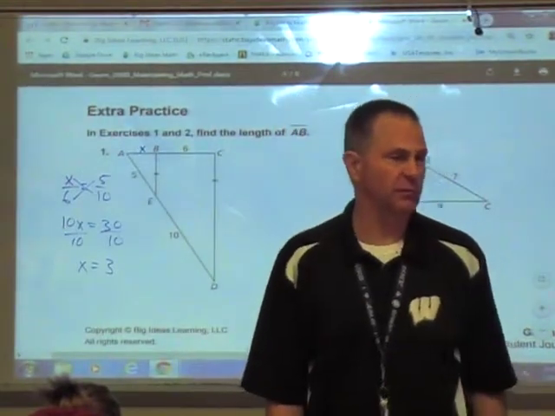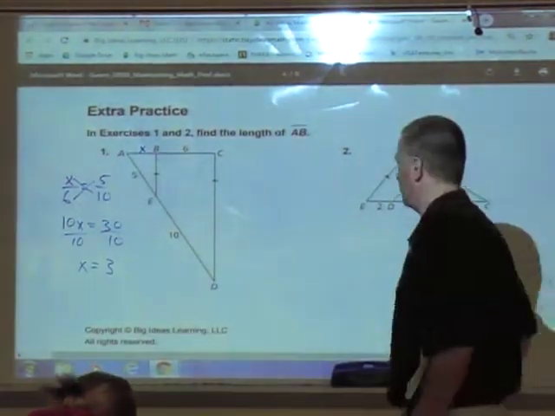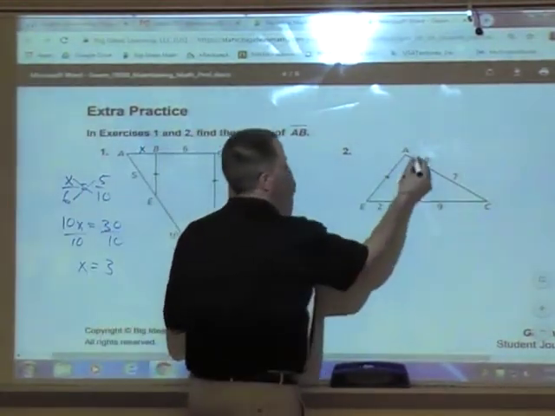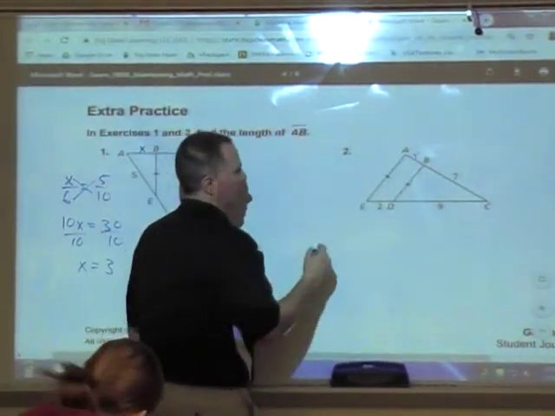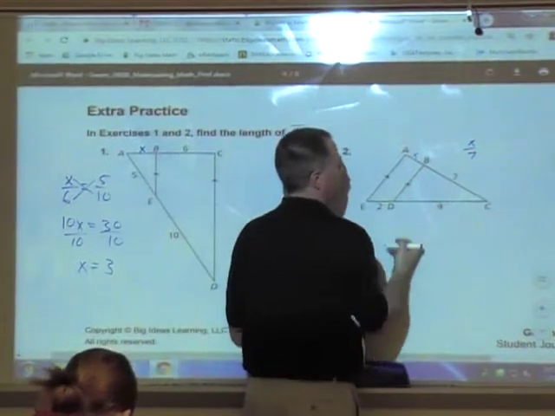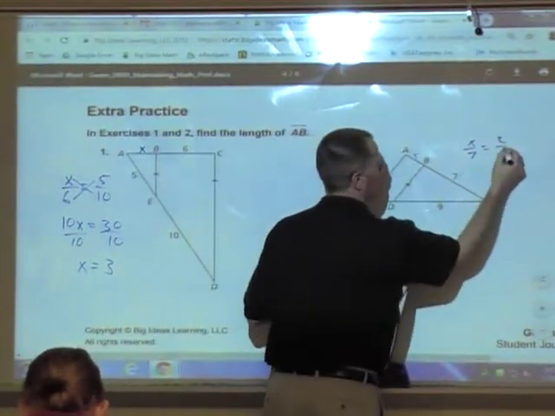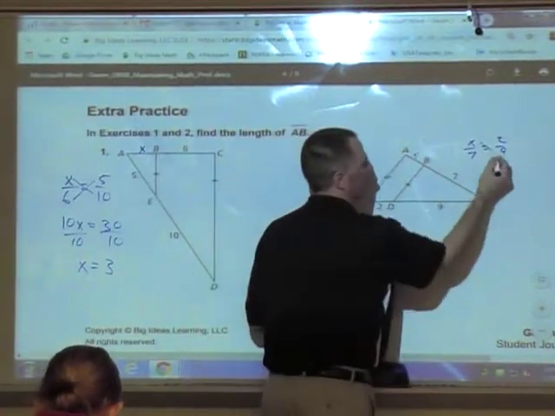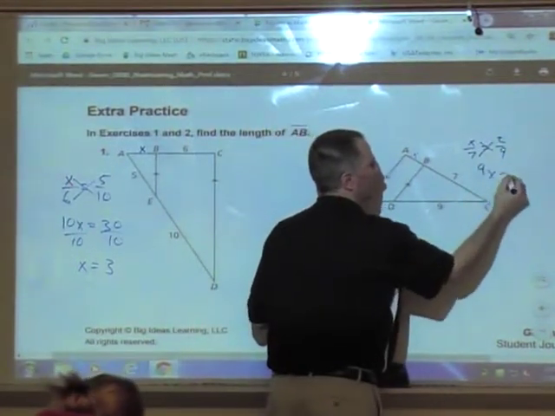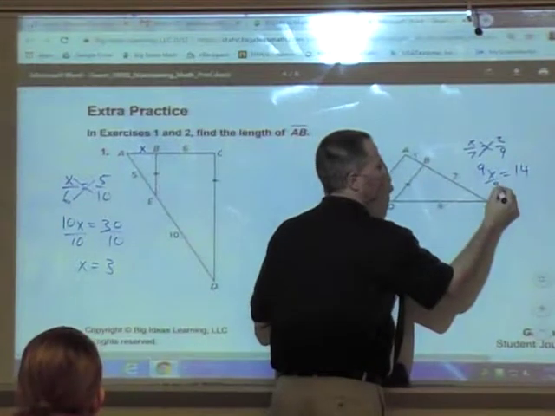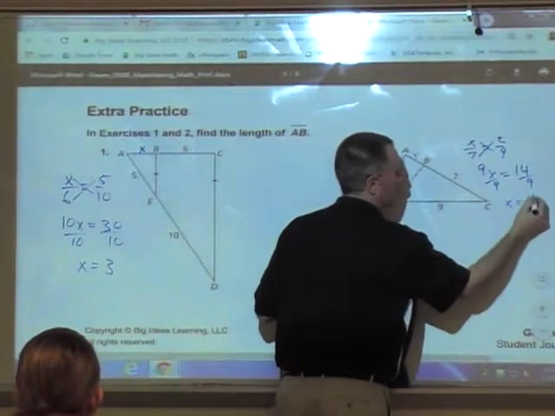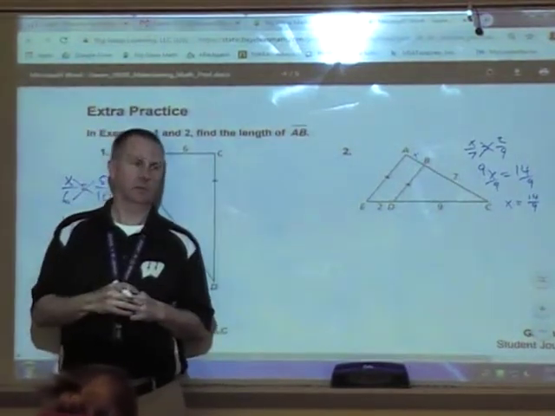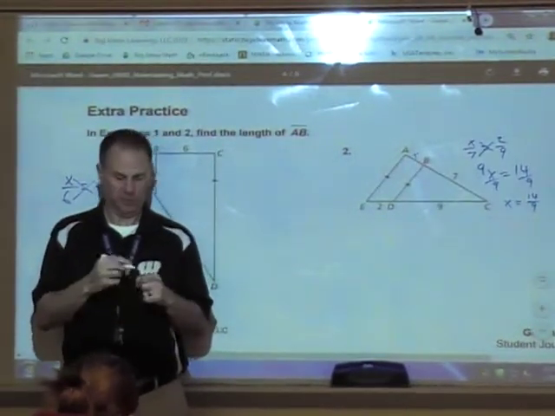Leave it in fraction form, unless there's decimals in the problem. Okay? Again, you can call it AB if you want, or X, whatever. X is to 7 as 2 is to 9. Cross multiply. 9x equals 14. Divide off the 9. X is equal to 14 ninths. We had 14 ninths. Good. Alright.